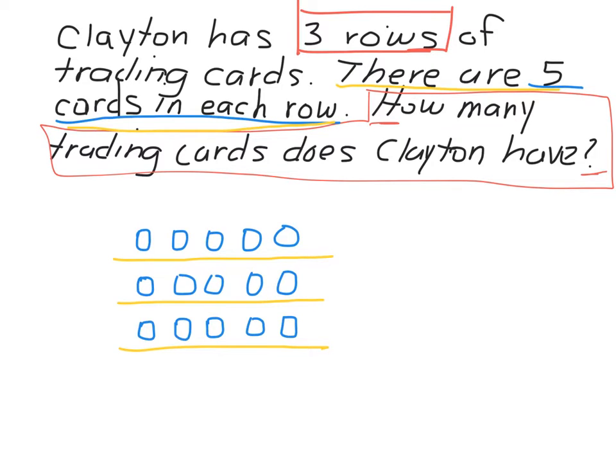Now, we drew everything that the problem said. Notice this is an array. Remember, an array is any objects arranged in rows and columns. And we do this so it's easy for us to find the total amount. Because now we can see that there are 5 here, 5 here, and 5 here.